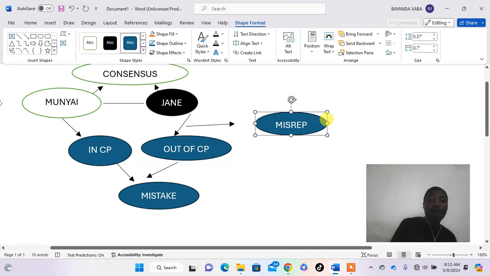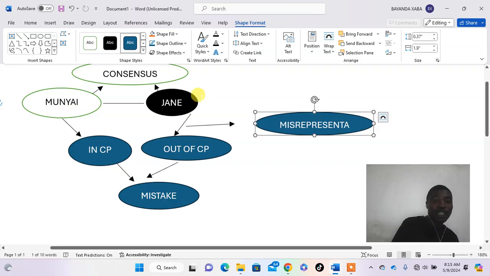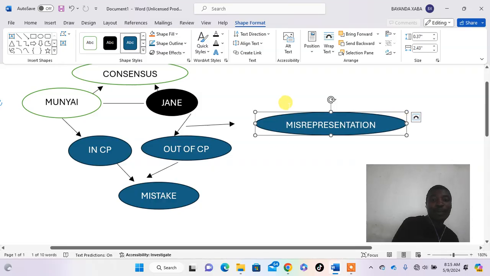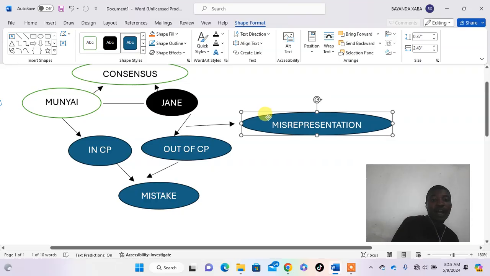It means that someone was misled. Misrepresentation will even take place if, say, Munyai told Jane, let's get married in community of property, I own the business. When they get married in community of property, Jane found out that, in fact, Munyai doesn't own the business. The business is owned by his grandmother. It means that Munyai just inherited the business. Therefore, this Jane was manipulated. She was misrepresented about the whole idea. Then it will give rise to misrepresentation.